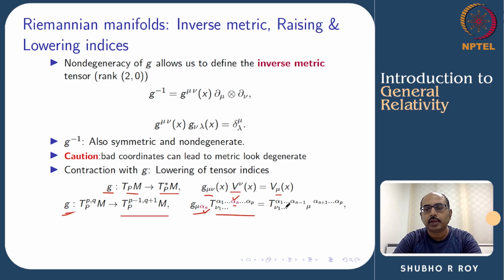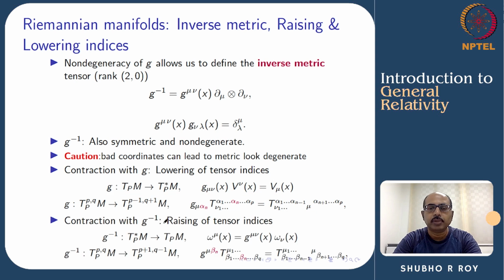And then as a result, this defines a new tensor which has, instead of the alpha sub n raised, some mu which is in the subscript. So its contravariant rank got diminished and the covariant rank got augmented. Okay, and you can repeat the same thing, but with the G inverse. In that case, we have an operation which is called raising tensor indices.